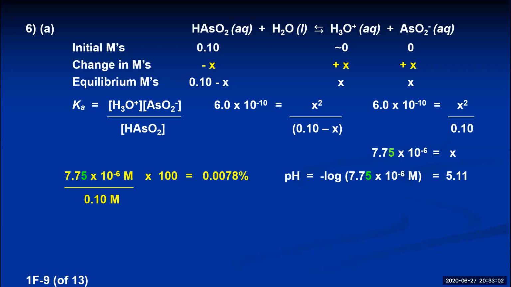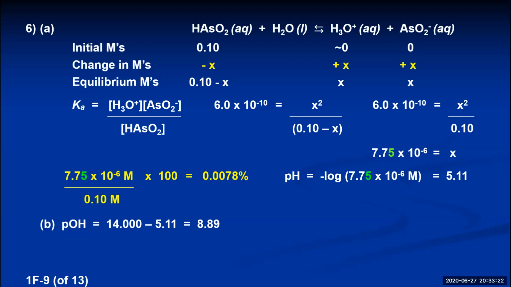Part B says, what's the pOH of this solution? If we know the pH, we'll get the pOH by going pH plus pOH equals 14. So solving for the pOH, it's going to be 14 minus 5.11. So the pOH of the solution should be 8.89.